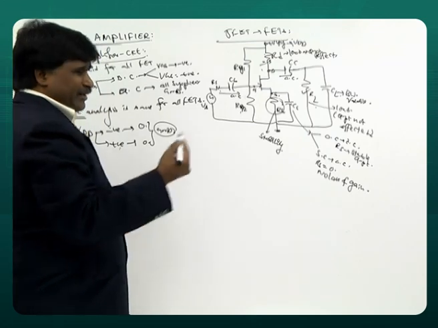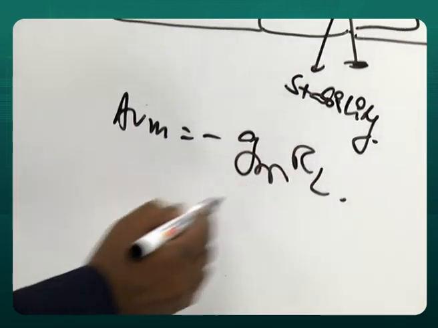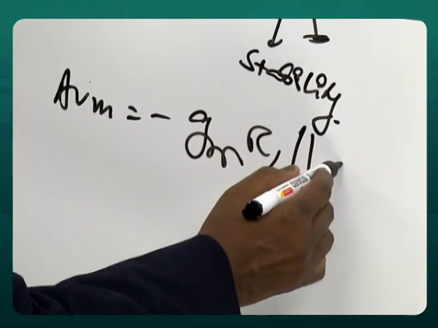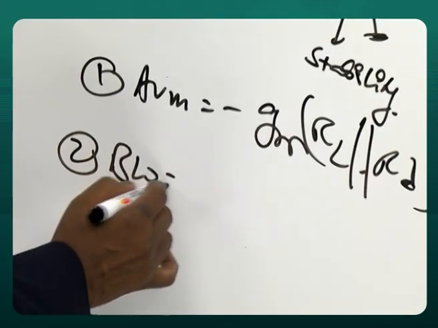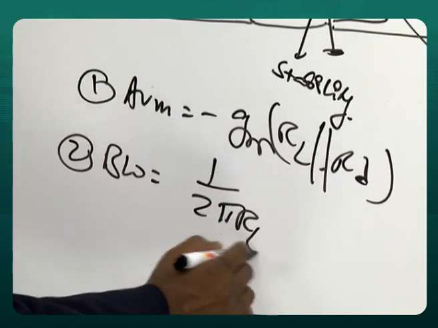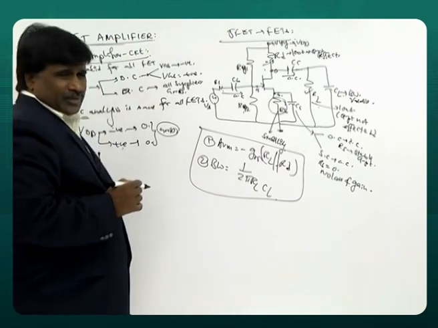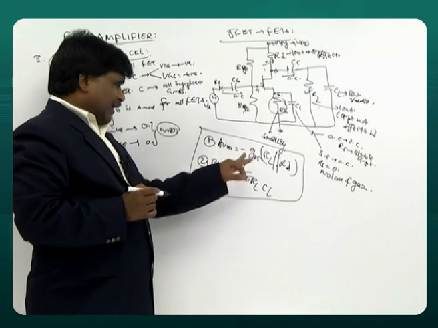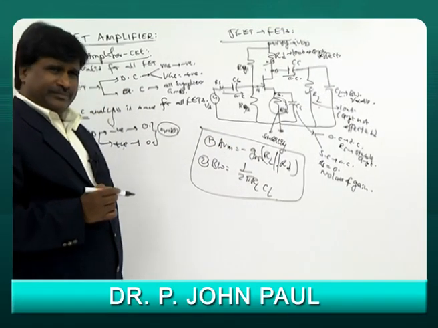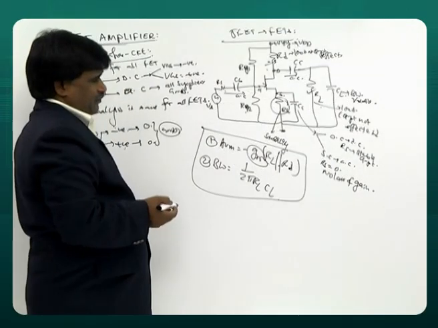So in conclusion, we are going to enjoy two ideas here. Gain is minus gm RL, where you can call it RL parallel RD. Then the second conclusion, at the end, I am going to give you: bandwidth is 1 by 2 pi RL CL. These are the most crucial ideas about any amplifier. Be it a FET amplifier or a BJT amplifier, any device, all that varies is gm. As gm varies, gain varies.